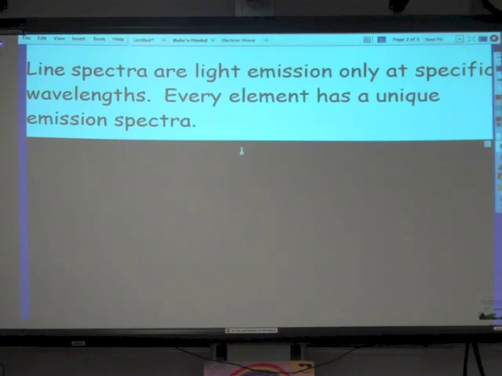Every element has its own unique emission spectra. We can look at the emission spectra of stars millions of light years away and determine what elements are in those stars because of their emission spectra. So every element has a fingerprint. Every element has its own unique emission spectrum.